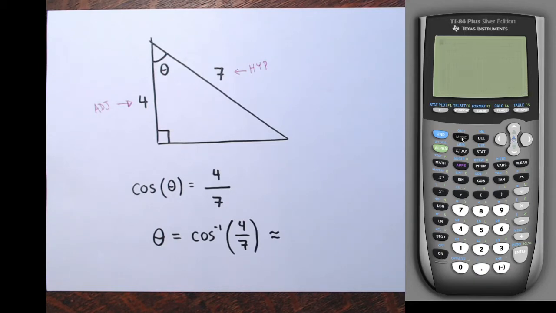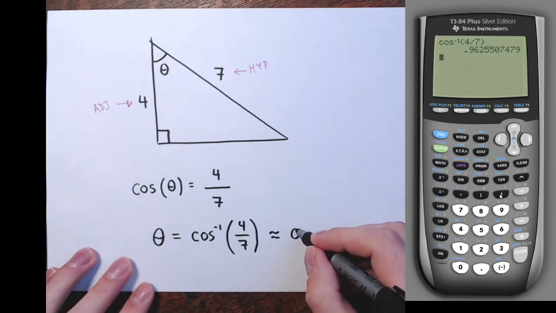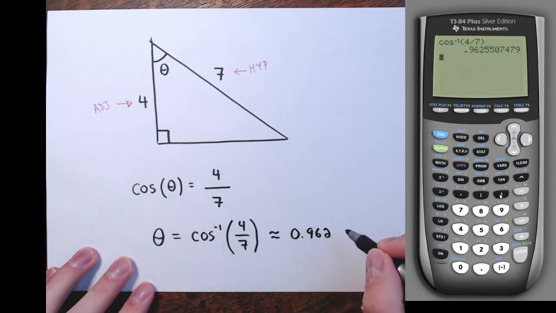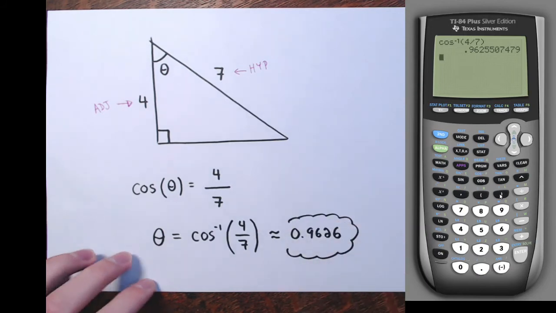Let's make sure I'm in radian mode, which right now I'm in degree mode. So I go change that to radian mode. I wanted the answer in radians. And I punch in the inverse cosine of 4/7. And to 4 decimal places, this is 0.962, and then you have 5, then 5 after that. So the 4th decimal place would round up to 6 if I'm rounding to 4 decimal places, the nearest 10,000th.